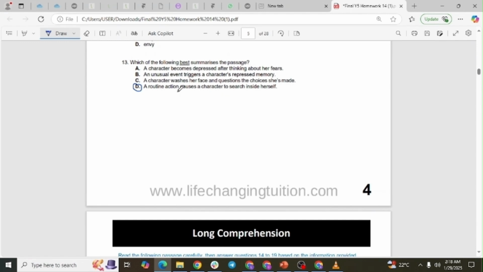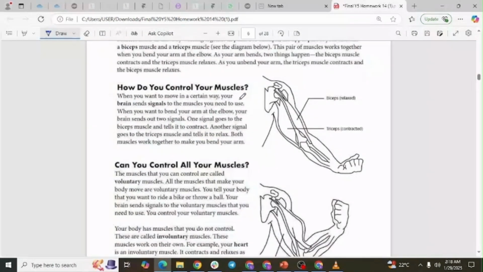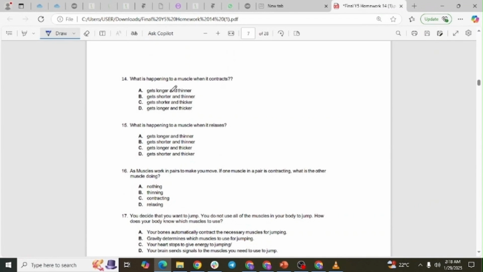Long comprehension. Read the following passage carefully, then answer questions 14 to 19 based on the information provided. Question 14. What is happening to a muscle when it contracts? A. Gets longer and thinner. B. Gets shorter and thinner. C. Gets shorter and thicker. D. Gets longer and thicker.